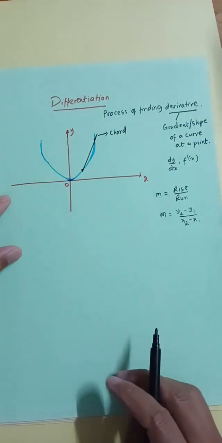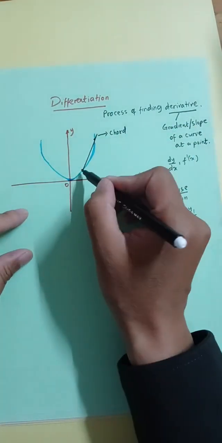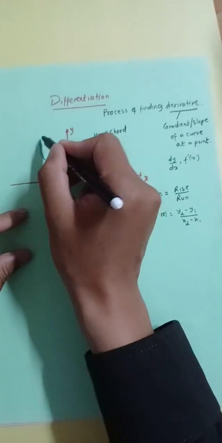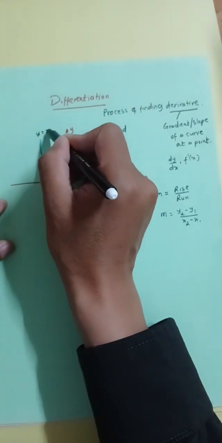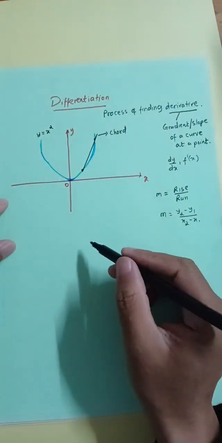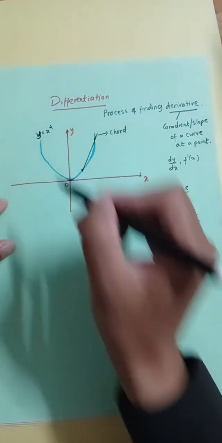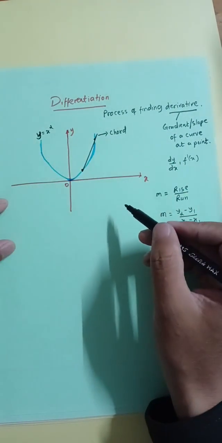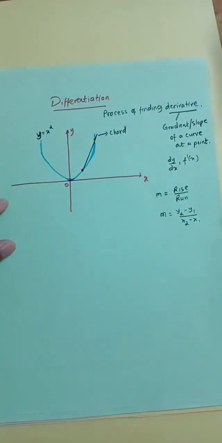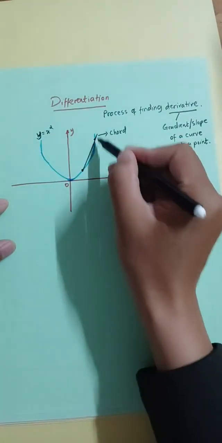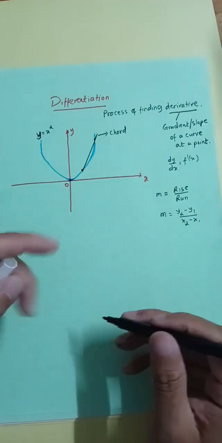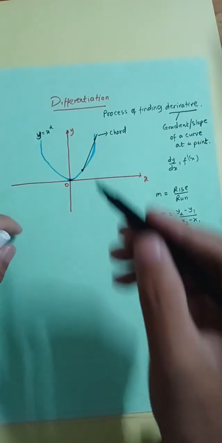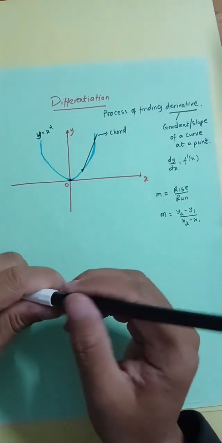The graph of the function is y equal to x square. y equal to x square, y is a function of x, the curve is parabolic.